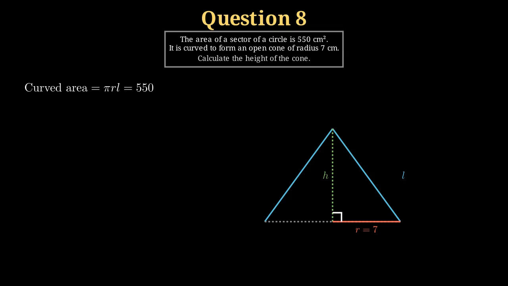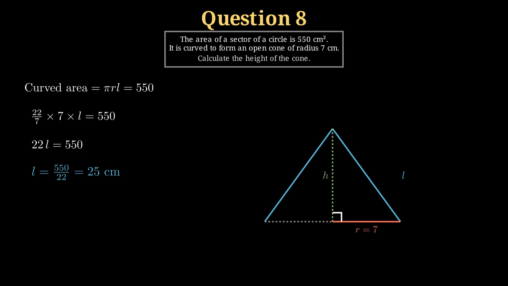The curved surface area of a cone is pi times the base radius times the slant height. So pi r L equals 550. Put pi as 22/7 and r as 7. The 7 on the bottom cancels with the 7, which is neat. That leaves 22L equals 550.